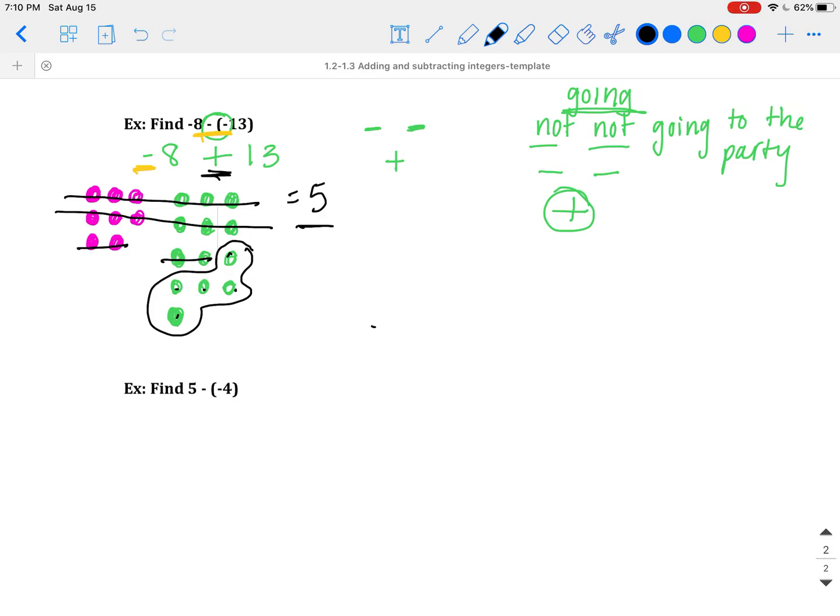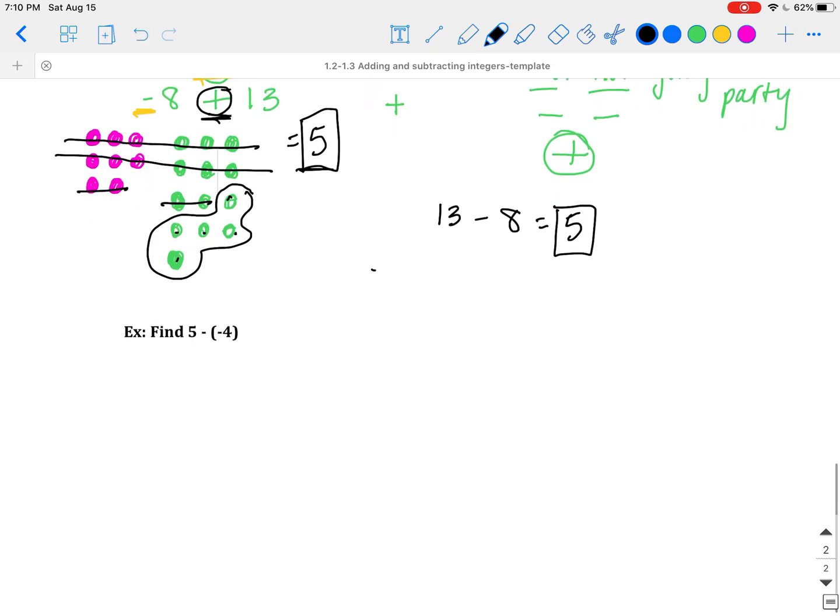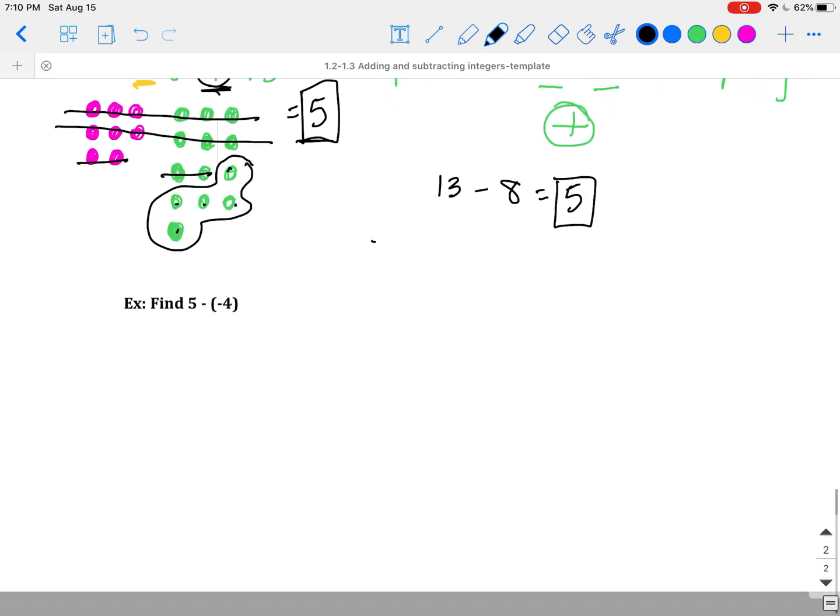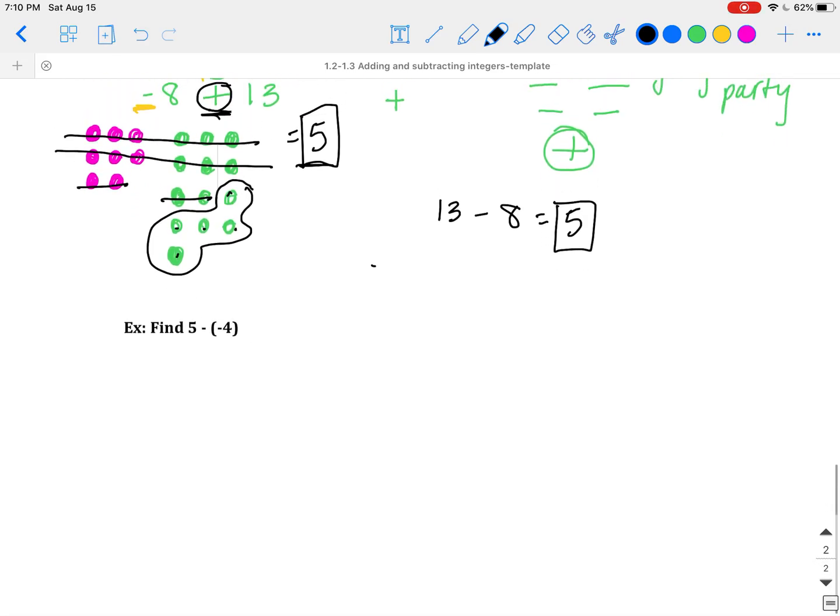And then let's use that last strategy of the rule. They are different signs, so that means we are going to take their absolute values. That means just the positives, 13 minus 8, and subtract. And we get 5, and we would use the bigger sign. In that case was the positive, right? So +5 would be our answer there as well. All right, remember you can pause or rewind if you need to go over that example one more time.